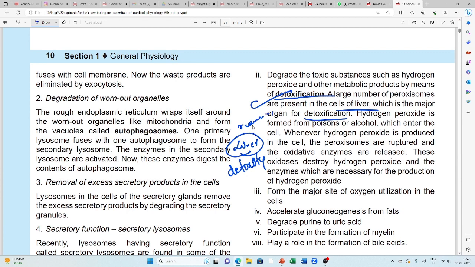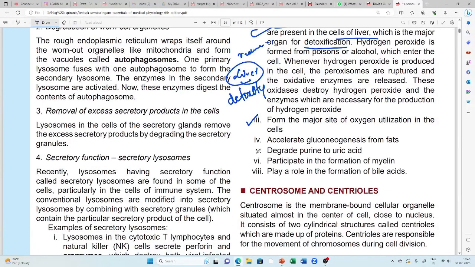Another important point is that you can expect a one word question from this. Organelle means the parts or organs inside the cell. Which organelle inside the cell uses more oxygen? Yes, that is peroxisome. Peroxisome is a major site of oxygen utilization in the cell. Peroxisome uses more oxygen than any other organelle.